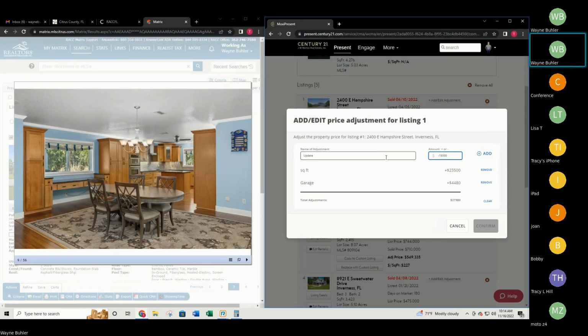I'm trying to get through this class, but I would look through the pictures. I would find out, are the bathrooms updated? Is the kitchen updated? All of that stuff comes into play.